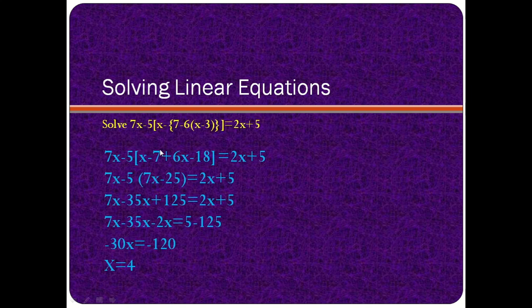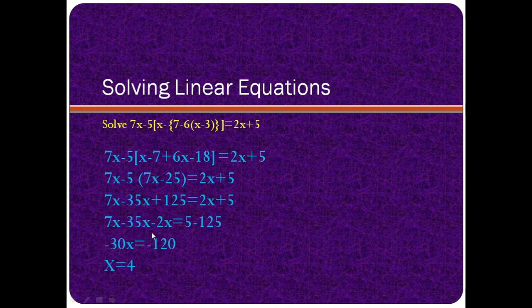Then we are making some calculations here. So x plus 6x, 7x, minus 18 minus 7, minus 25. So that is 7x minus 5 into (7x minus 25) is equal to 2x plus 5. It's very clear. Then we are removing this bracket, 5 into 7, 7x minus 5 into 7, 35x, minus into minus plus 25 into 5, 125 is equal to 2x plus 5.